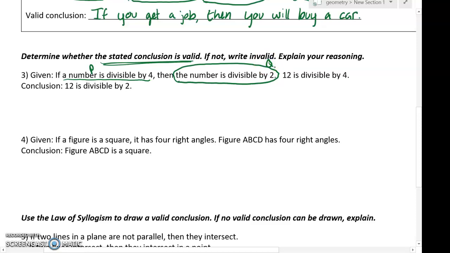And now it says 12 is divisible by 4. So you're checking, does this match what our P was? Yes, it does. It's telling us something's divisible by 4. So that means we could say Q is true, right? And their conclusion was 12 is divisible by 2. And so we're looking, does that match what our Q was? And it does. The number is divisible by 2. So that would be a valid conclusion.